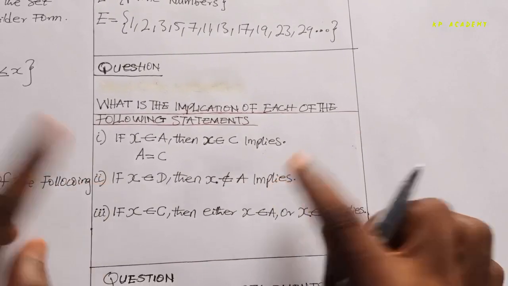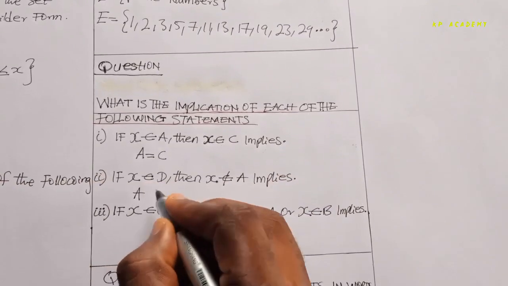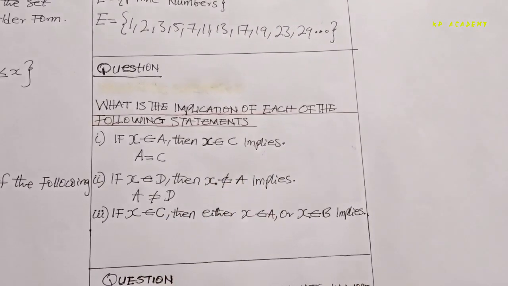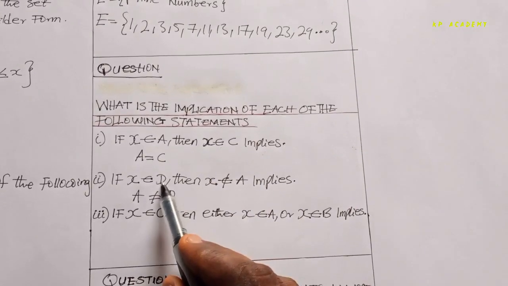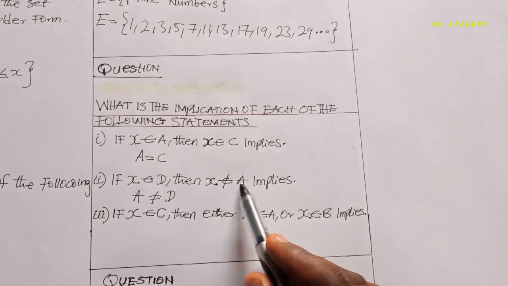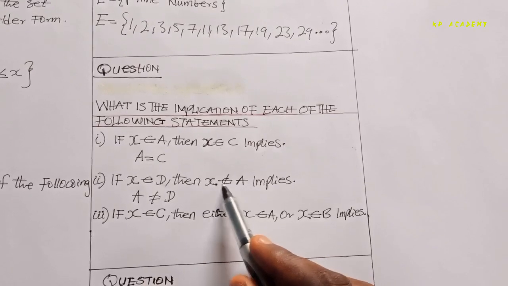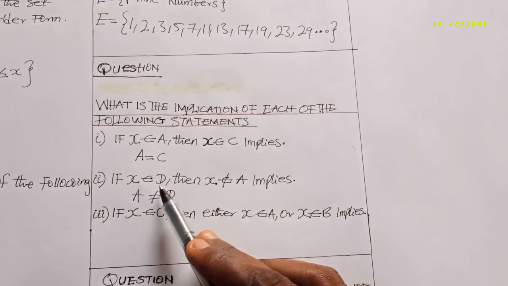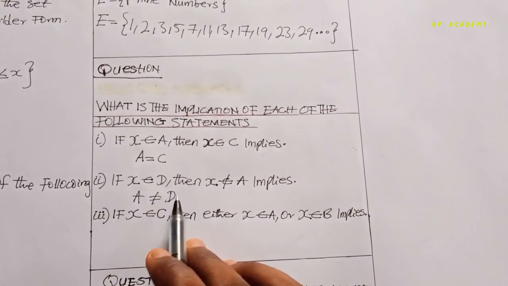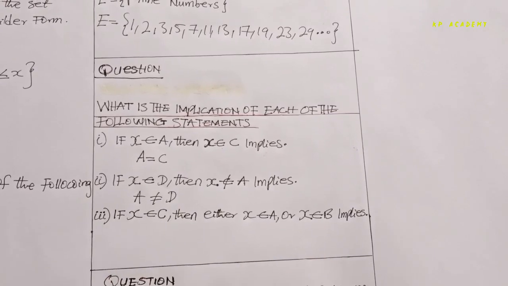So this particular one simply means that A is not equal to D, or D is not equal to A, because it means that this set D has element X, and this set A does not have X as its element. So it means that this set D and this set A are not equal. Hence A is not equal to D, or D is not equal to A.